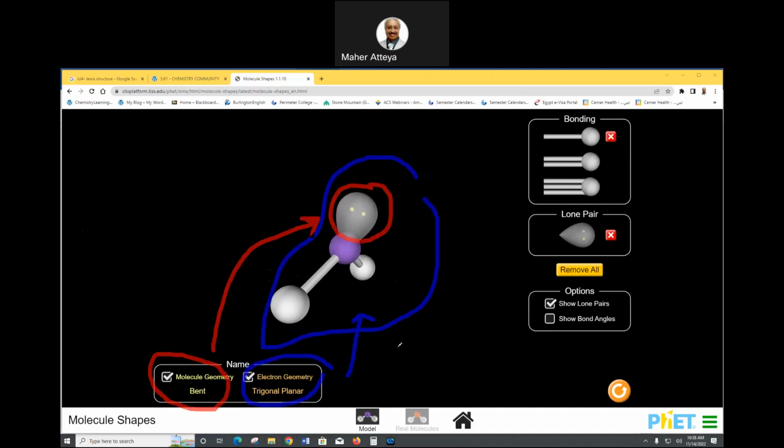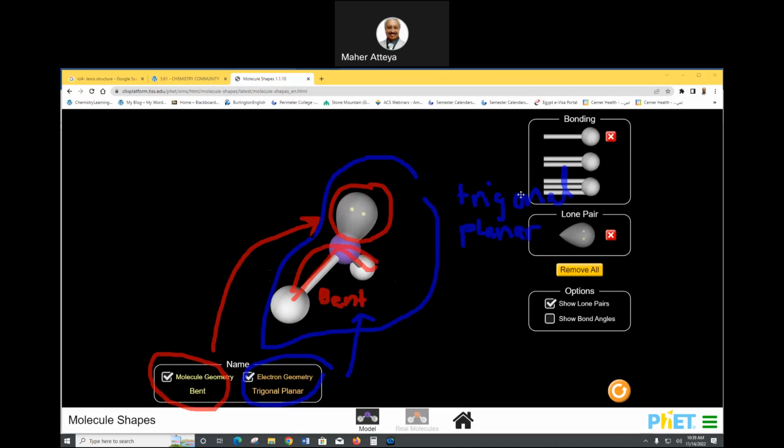So the molecular shape, or geometry, excludes the lone pair. I'm just considering those atoms here, so this is bent. This is the molecular geometry. But if I include the whole thing, then this one will be trigonal planar. Correct, guys?